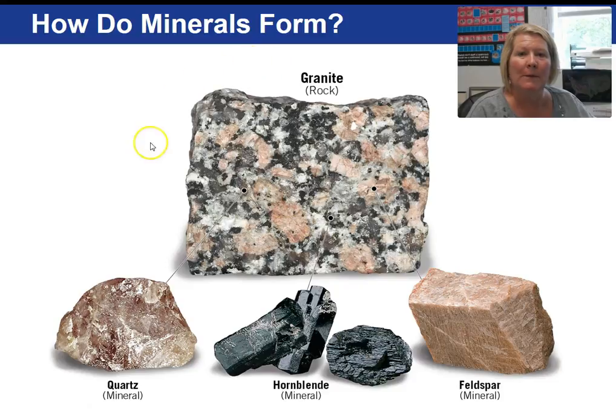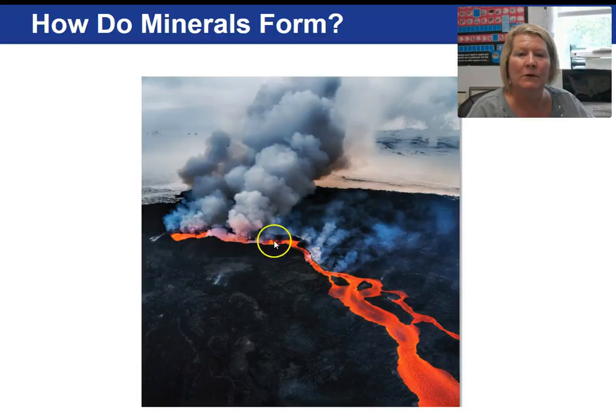Here we're looking at a piece of granite, and granite is a rock that is made up of various minerals, the most common being quartz, hornblende, and feldspar. So these are minerals that have crystallized as the magma cools. Just another picture of a lava flow, and as this lava cools, minerals will crystallize.